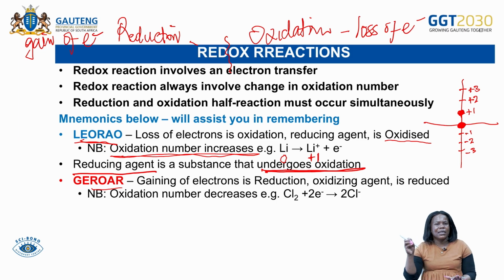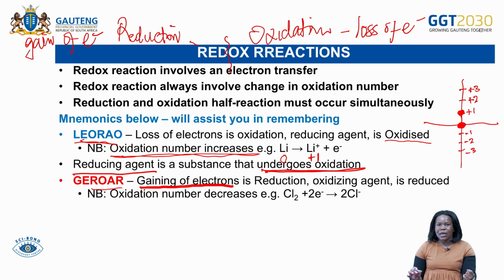How can we see that reduction has taken place, which is the gain of electrons? How can we tell? We can tell by looking at the oxidation number, which will decrease. Let's see how the oxidation number had decreased.